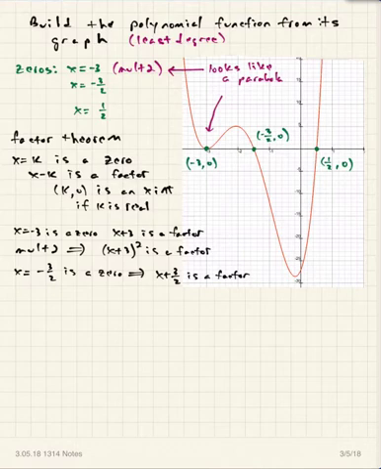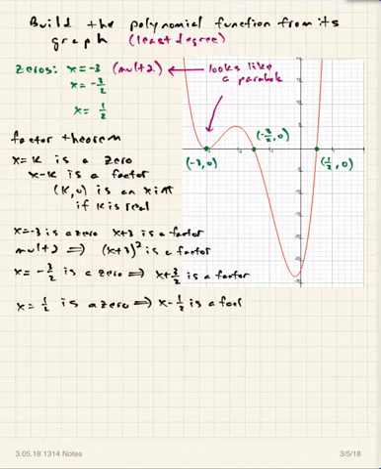And then finally, let's see, what do we know? We know that 1/2 is a 0. So x minus 1/2 is a factor. So we're kind of on our way here to building the polynomial. And I'm writing a lot of stuff down here. You wouldn't necessarily have to go through and write all this down. As soon as you see these x-intercepts, you know that you've got these factors.